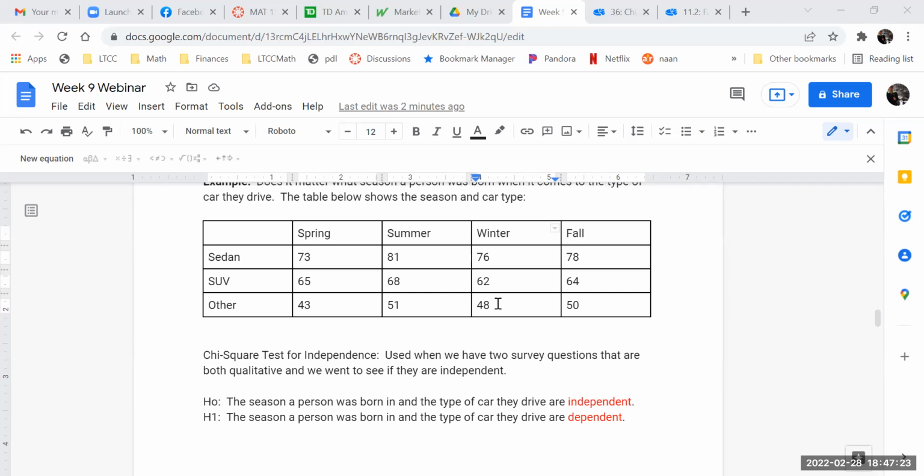Any questions on that idea? And when you want to decide whether you're far off or not from what you would expect, then the chi-squared distribution is what does it for you. Okay, and the reason is way beyond this class.